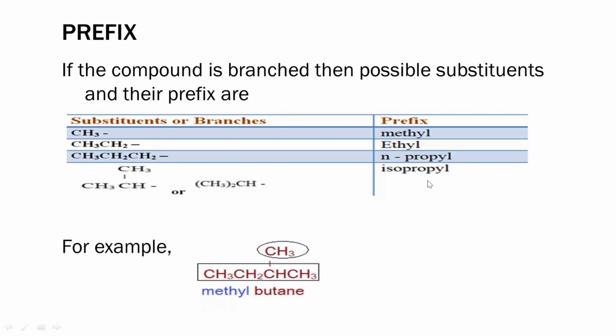For example, in this case, by using the longest chain rule, we selected this chain as the parent chain. That's why this chain contains 1, 2, 3, 4 carbon. So for 4 carbon we use but, for single bond we use ane, there is no functional group, and this CH3 becomes a substituent. And for this CH3 we use methyl. Alright.